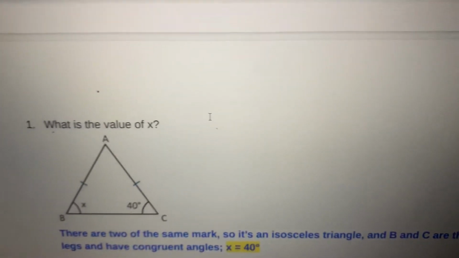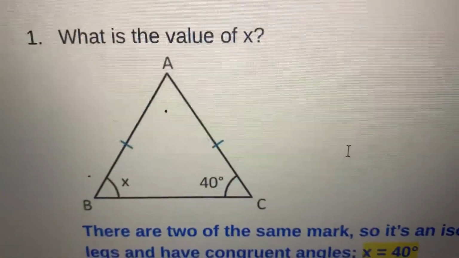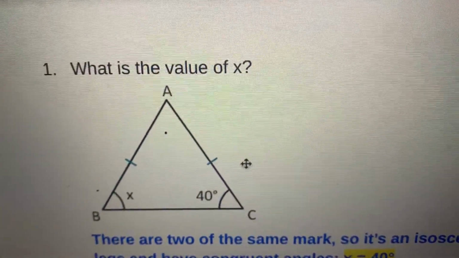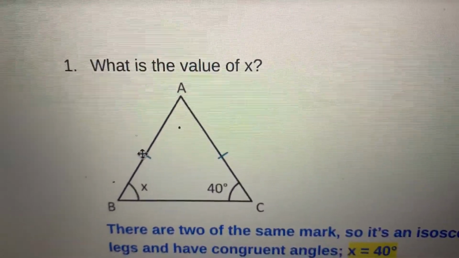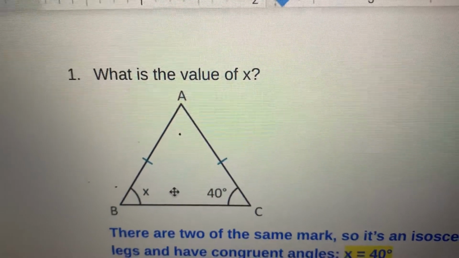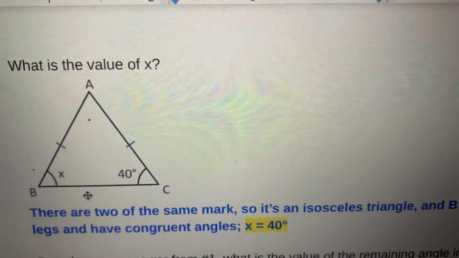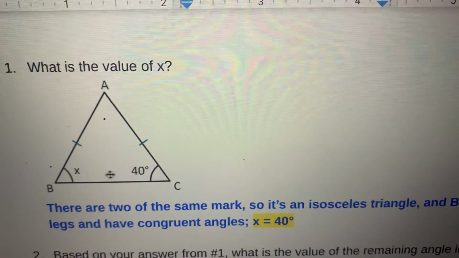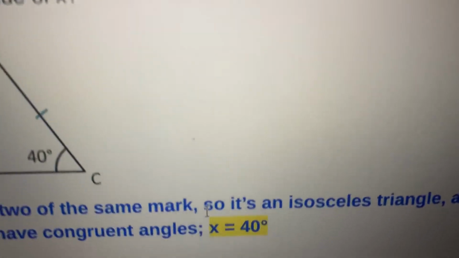So for the practice, it says, what is the value of x? So we know that this, because there are 2 of the same markers, it's going to be an isosceles. It's not going to be an equilateral because there's not 3 of the same. There's only 2. So we know it's going to be an isosceles, which means that if this is 40, this side is also going to be 40. So pretty easy. That one is x equals 40.